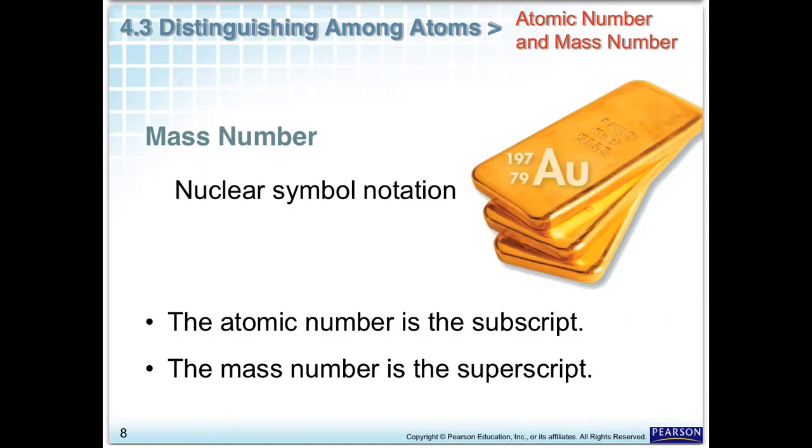There are two different ways to write or notate the mass number along with the symbol for an element. This is called the nuclear symbol notation. So you write the symbol for the element, and on top you put the mass number as the superscript, and on the bottom you put the atomic number. Note it's both written on the left side of the symbol.